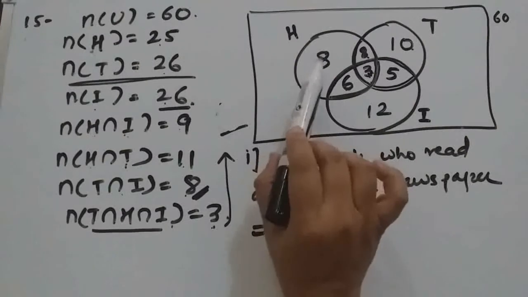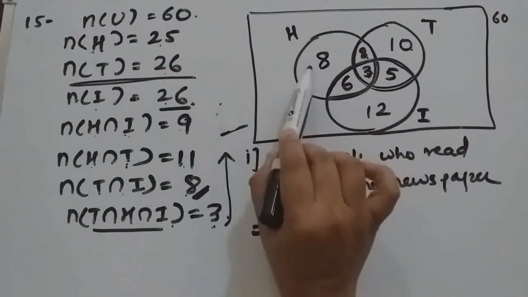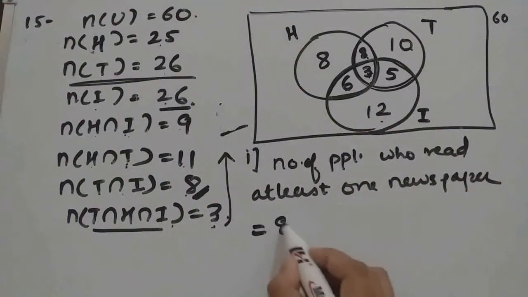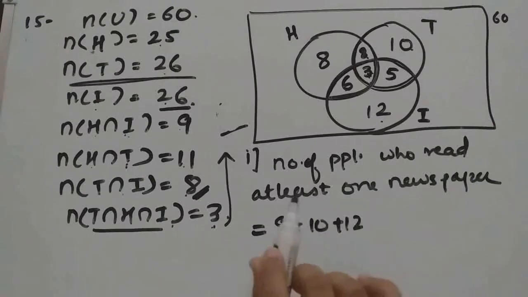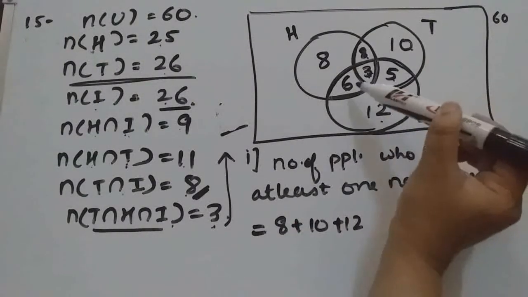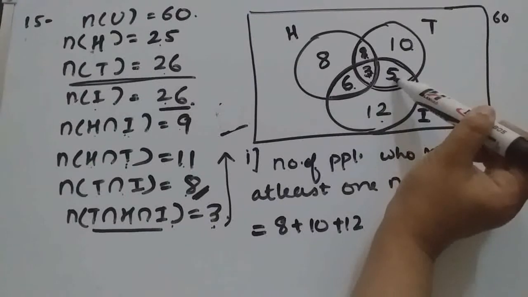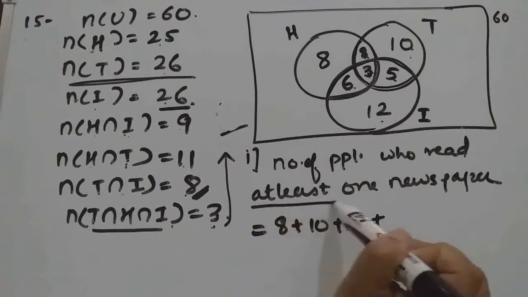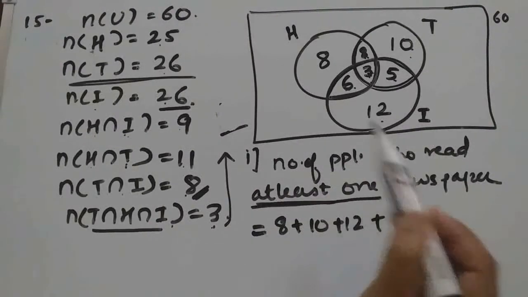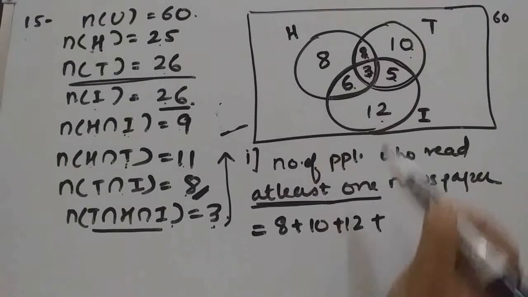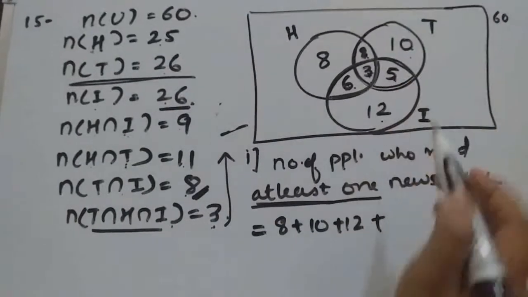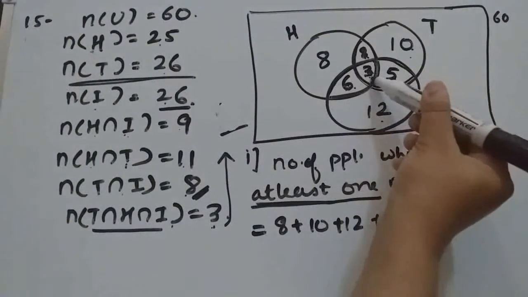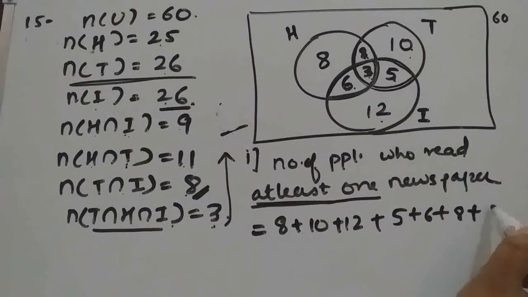Okay, so for one newspaper, see, 8 people are reading only H newspaper, 10 people only T newspaper, 12 people only I. So 8 plus 10 plus 12 will come. Then here 5, 6 and 8. 5 means 5 people read 2 newspapers. We want 2 also, isn't it? Because we know at least 1 means 1 or more. So here we wrote for 1. Then for 2 also we should write 5 plus 6 plus 8. And then this 3 means all the 3 newspapers, so that option also we should write, isn't it?